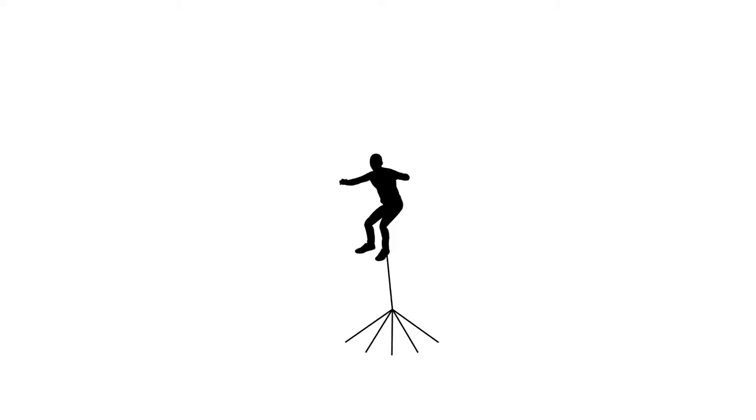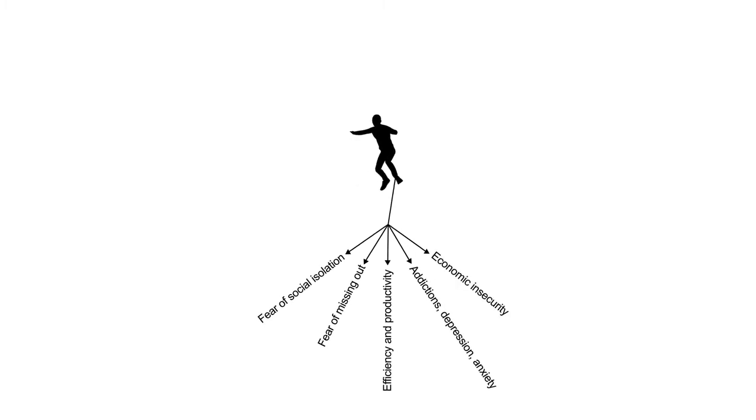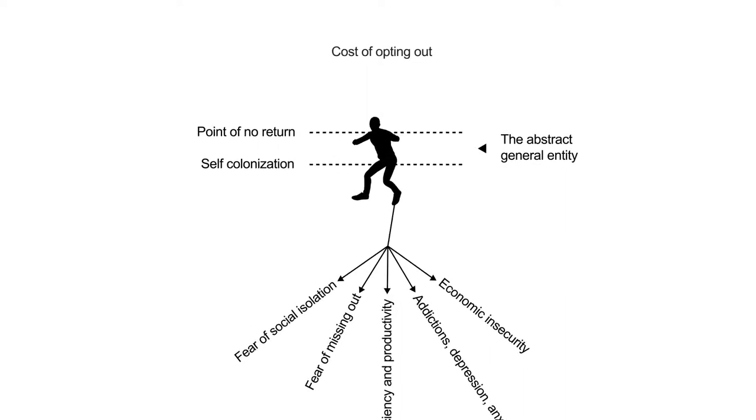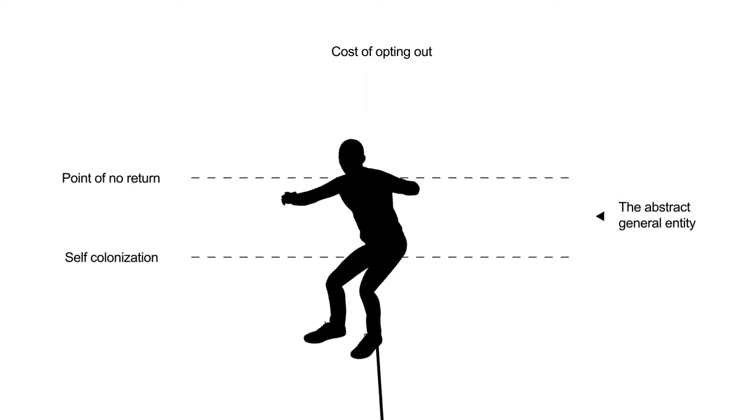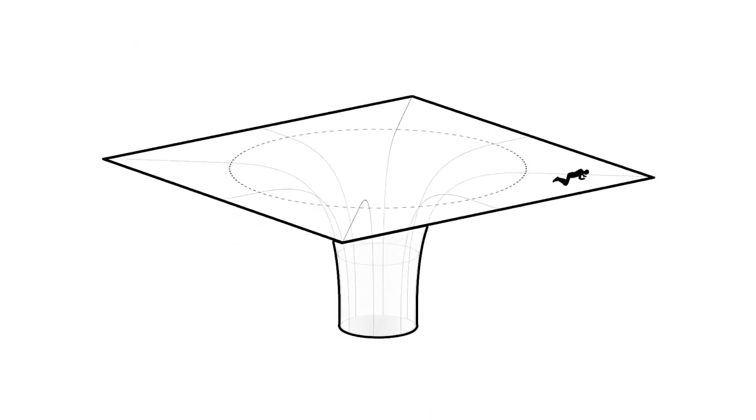Two. Forces. Many other potential vectors and social forces contribute to that gravitational force. The fear of social isolation, economic and professional insecurity, unrealistic expectations of efficiency and productivity in the adapt-or-die environment, tailored addictions, depression and anxieties. These are just some of the other vectors that constitute social forces that keep us, with or without our wish, attached to those platforms. The social cost of opting out has become so high that opting out is essentially a fantasy.